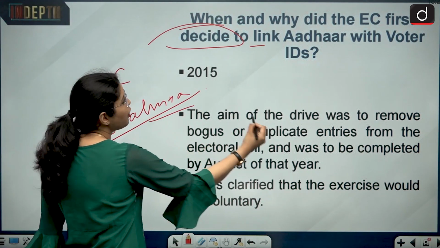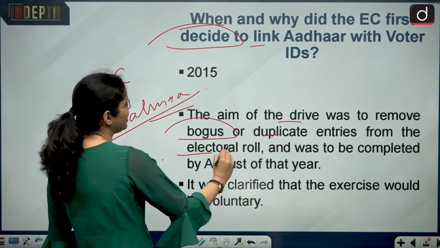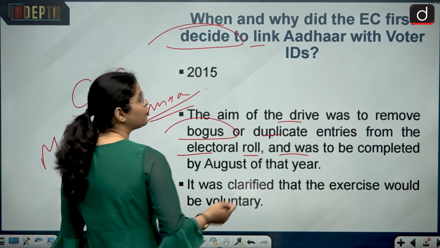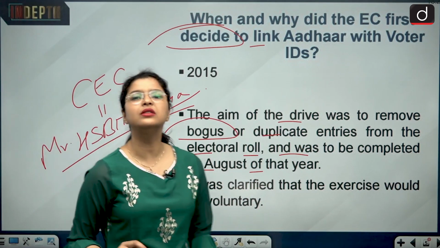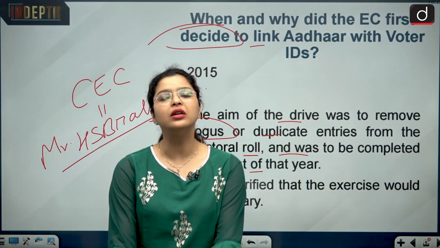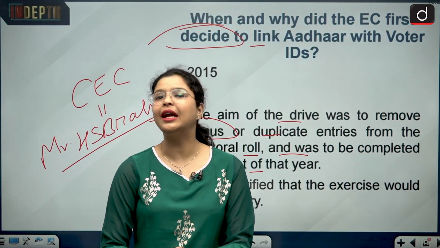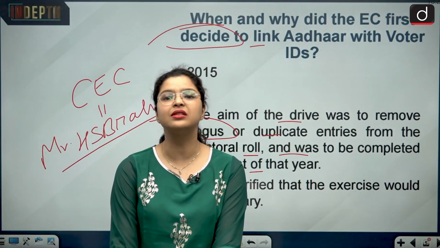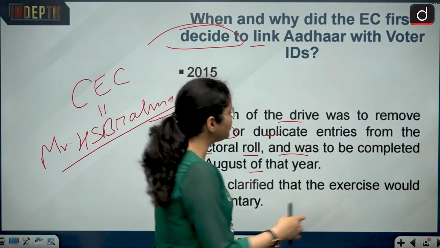The aim of the drive was to remove bogus or duplicate entries from the electoral roll, and it was to be completed by August 2015. But after much uproar, it was clarified that it is a voluntary exercise. We are not making it mandatory in nature.